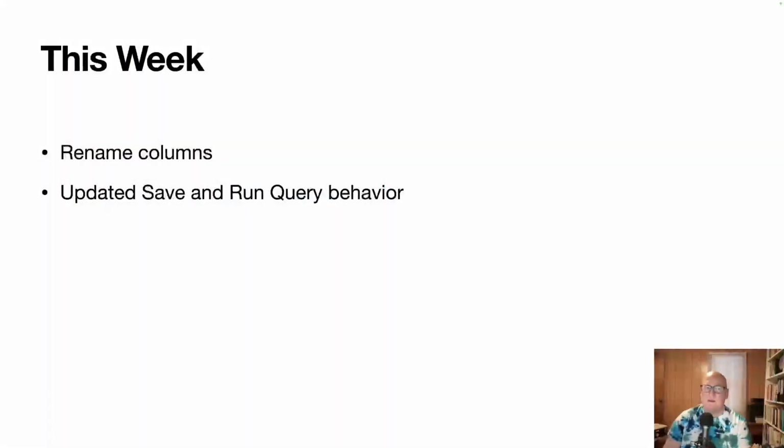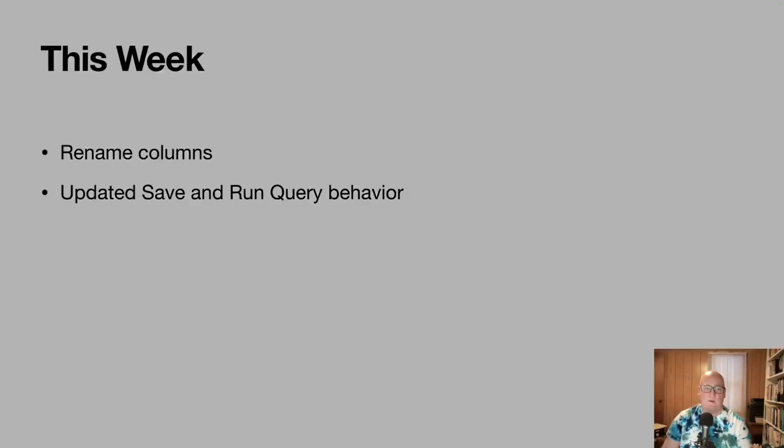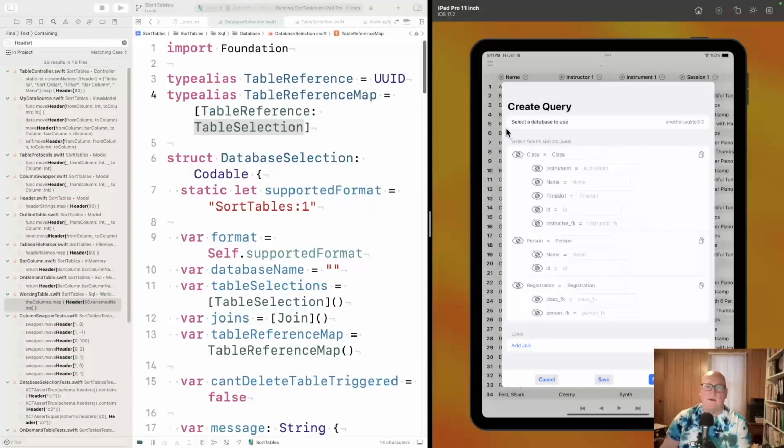The second thing we did was update the save and run query behavior, and we're not quite done, but let me show you where we are. All right, so we've got the query as before. Before, we had a section at the bottom that said, hey, do you want to save this to a file? What file? Hit save. And then we used to have save and run query, or save and open database, I think it said. We changed this around a bit.